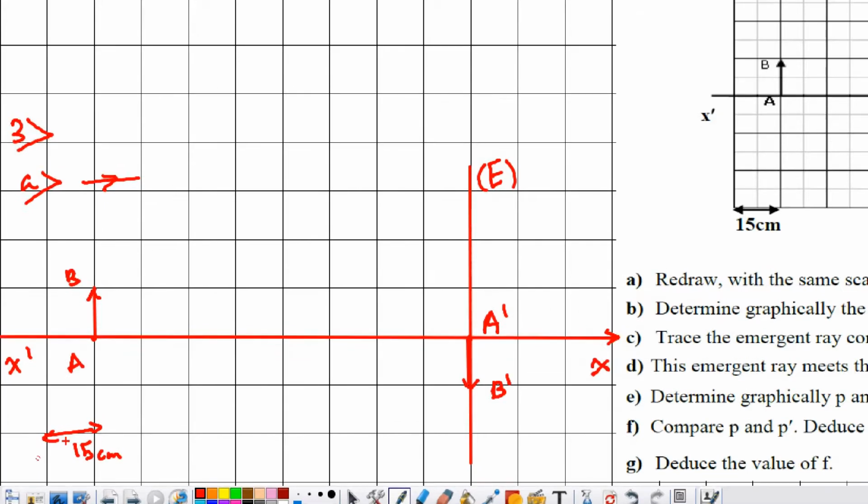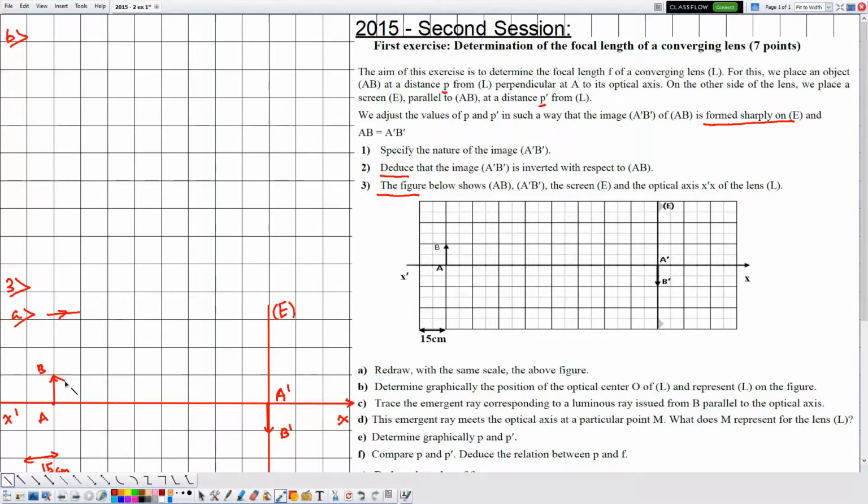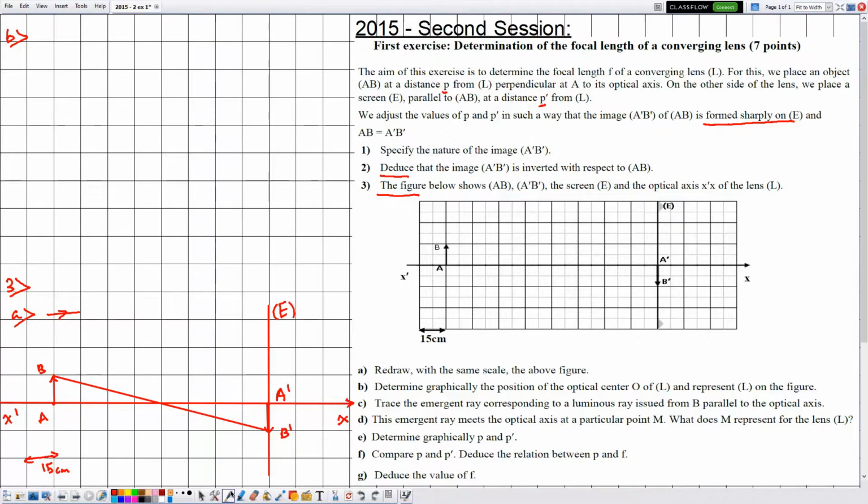Notice that here in the figure we have the object AB and the image A'B'. So if we join B and B', the intersection of BB' with the optical axis is the optical center O, because we know that an incident ray issued from B passing through the optical center emerges without deviation. Then let's write down the justification. Join B and B'.